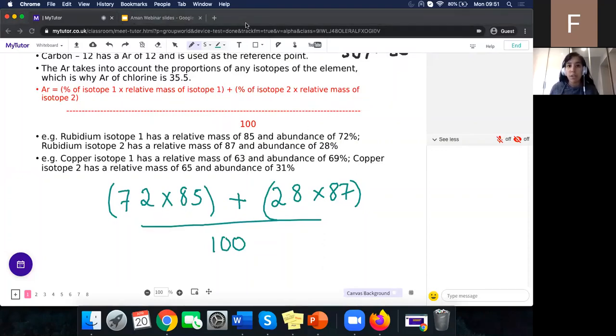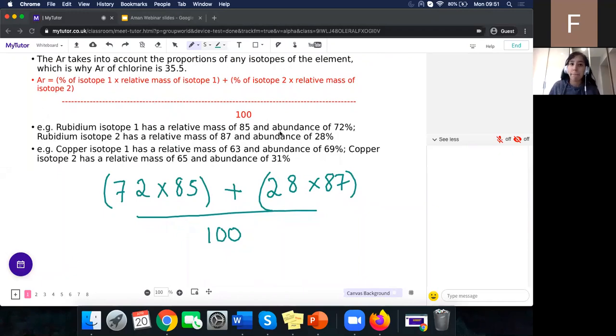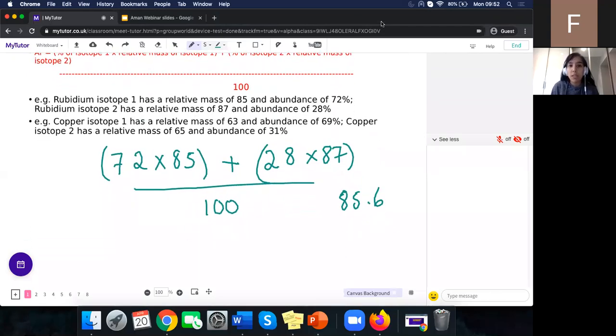So does anyone have the answer for that one then? On their calculator? It's okay if not. So if we add that up, oh, okay, we've got some answers coming through. 5.56, so it's 85.56. Excellent, well done. So we usually give to 3 significant figures. So in this case, it would be 85.6. Great, well done. Okay, so the second example is copper isotopes. Well done to everyone giving me their answers.